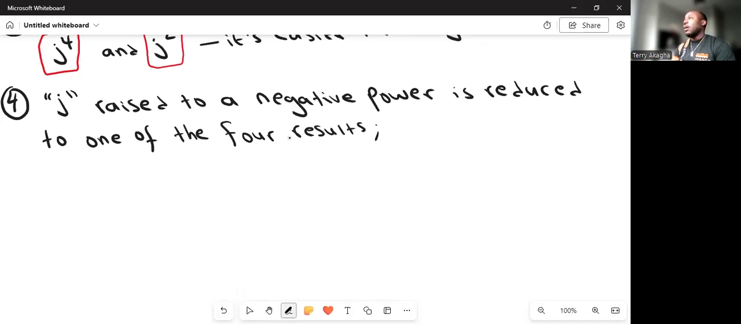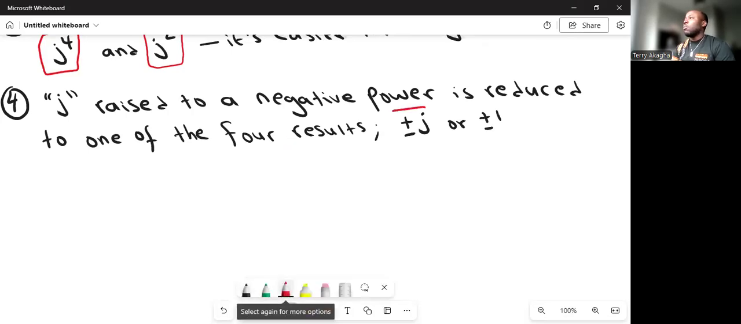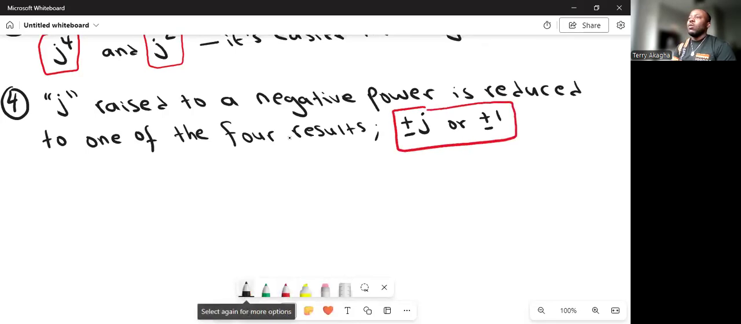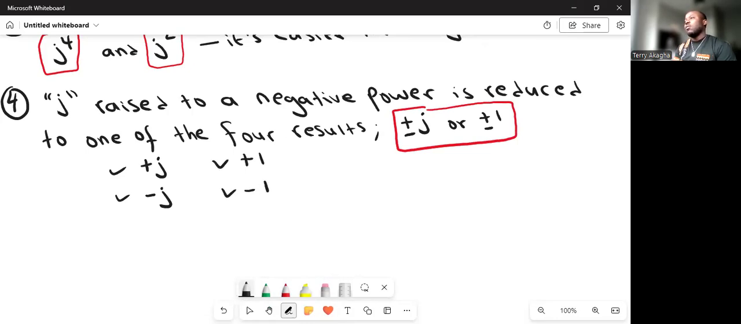So it could be either positive j or negative j, or it could be what? Positive 1 or negative 1. So that means when you solve this, these are the 4 possible answers you can get. You can either get positive j or negative j, or you can get positive 1 or negative 1. So these are the 4 possible answers you can get.